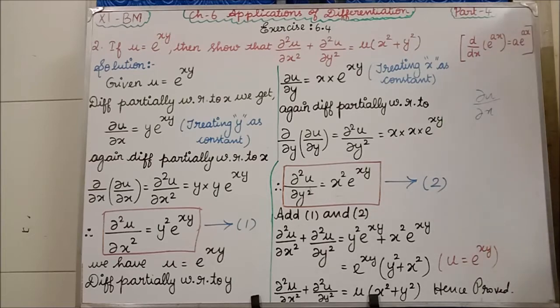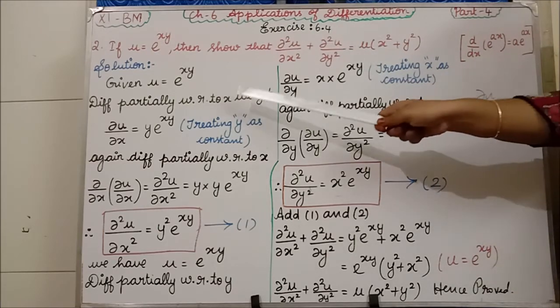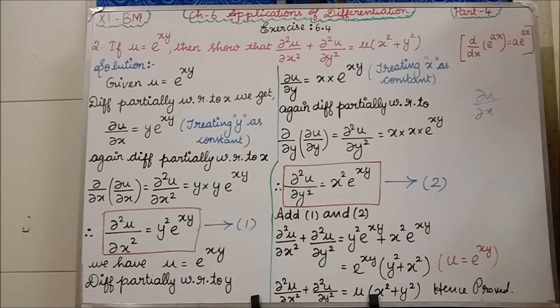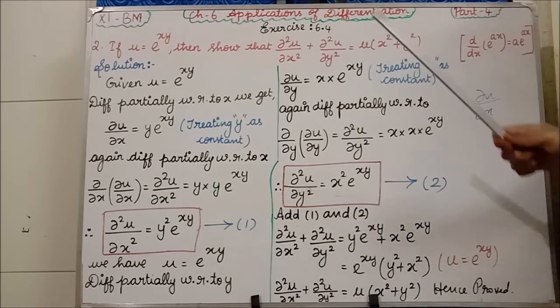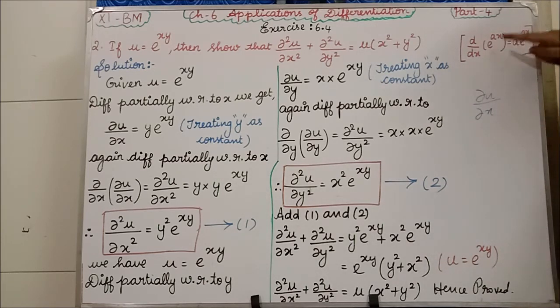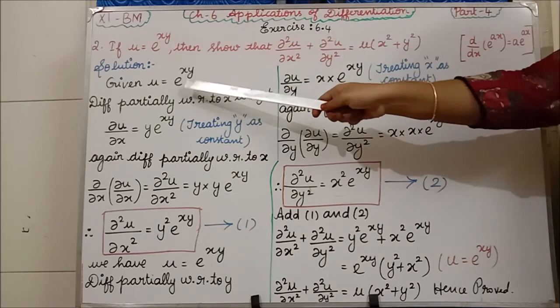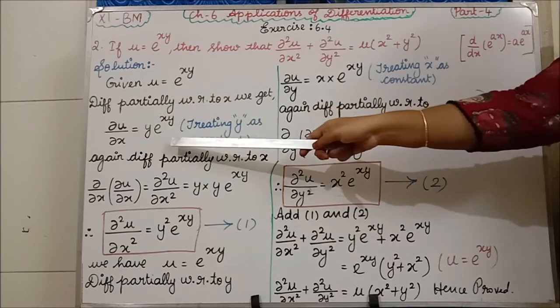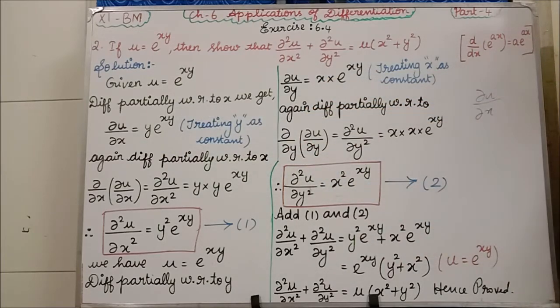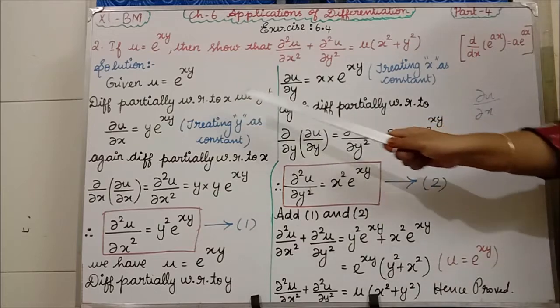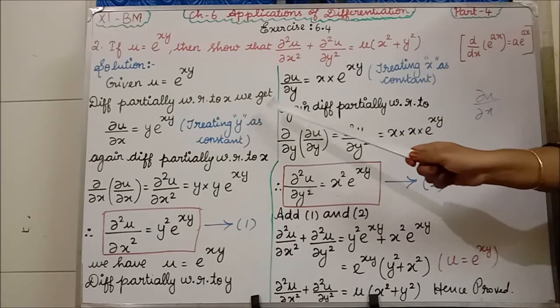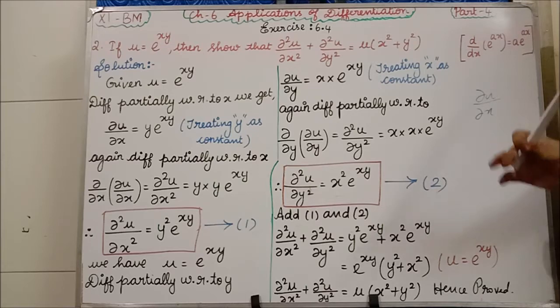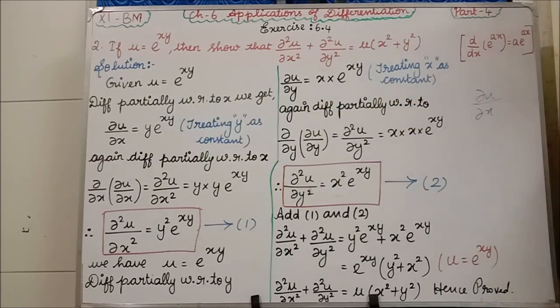I have told you, when you are differentiating with respect to x, which one is constant? y is a constant. So here, a is the constant, so a into e power ax we write in this formula. Similarly, e power xy, this we are differentiating. Here y is the constant, so y into e power xy you have to write, treating y as a constant. Now we have got the del u by del x value.